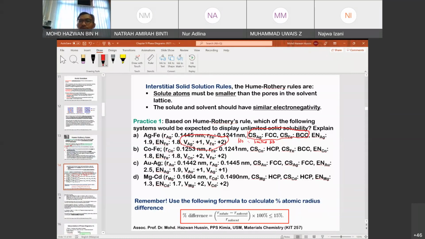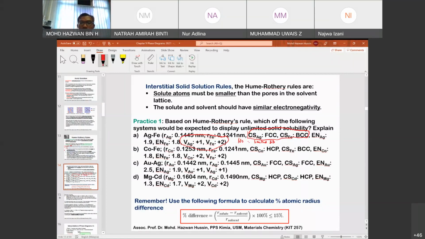Normally, if you see these two things are already not similar, automatically don't look at the others. So we know that it already didn't follow Hume Rothery rules, even though when you calculate the atomic radius difference, it is still small, and electronegativity is also close. But these two things didn't follow. So in order for you to answer in exams, it is always important not only to mention crystal structure and valency are not the same, that's all.